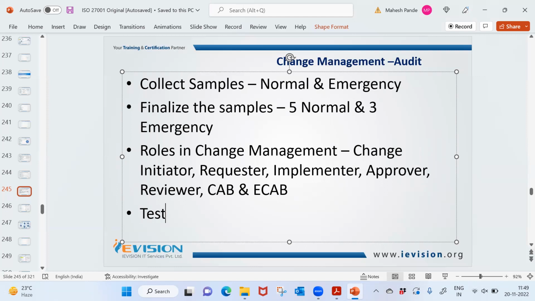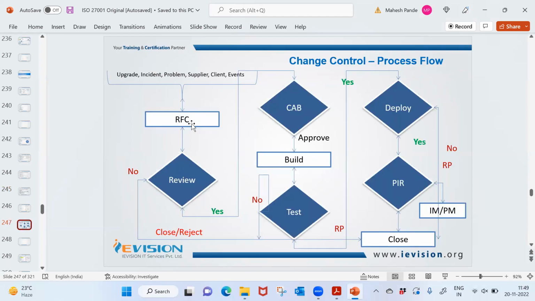Next, I will test the change records. You were saying document, I'm saying change record. That means these 5 normal changes and 3 emergency changes, I'll just review the record. Now, when I'm reviewing the record that I have picked up, for example, an RFC is received. Now, what am I supposed to test as auditor?